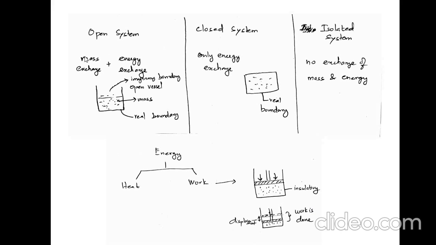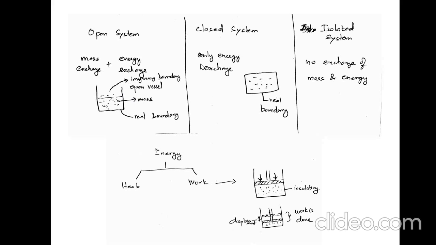So in an open system we will have mass exchange, we will have energy exchange. Consider this is a vessel containing some mass, it could be water or anything. It is an open vessel, we'll have an imaginary boundary and a real boundary. You can take out the mass also, put in the mass also. You can exchange the mass. And the same way energy also: you can have a transfer of energy between the vessel and surroundings, I mean the system and surroundings, right?